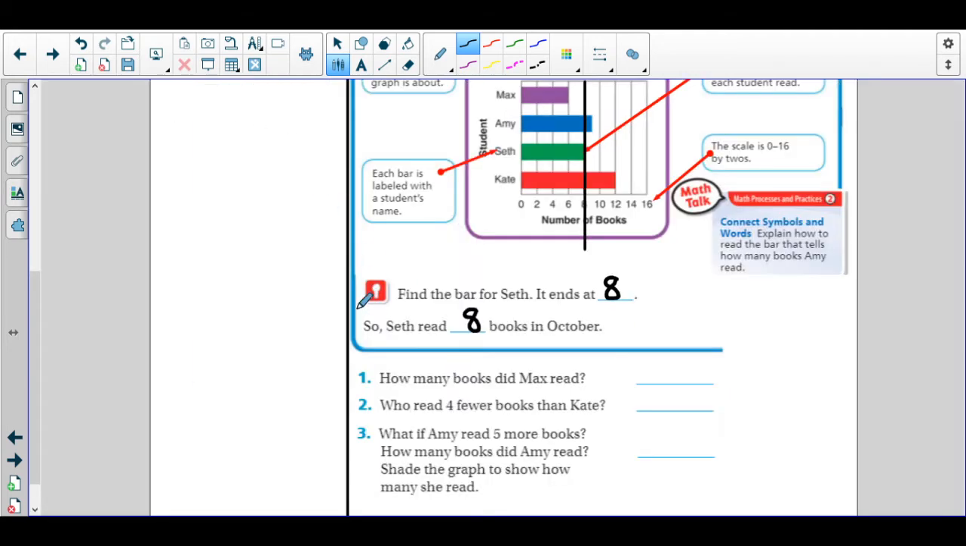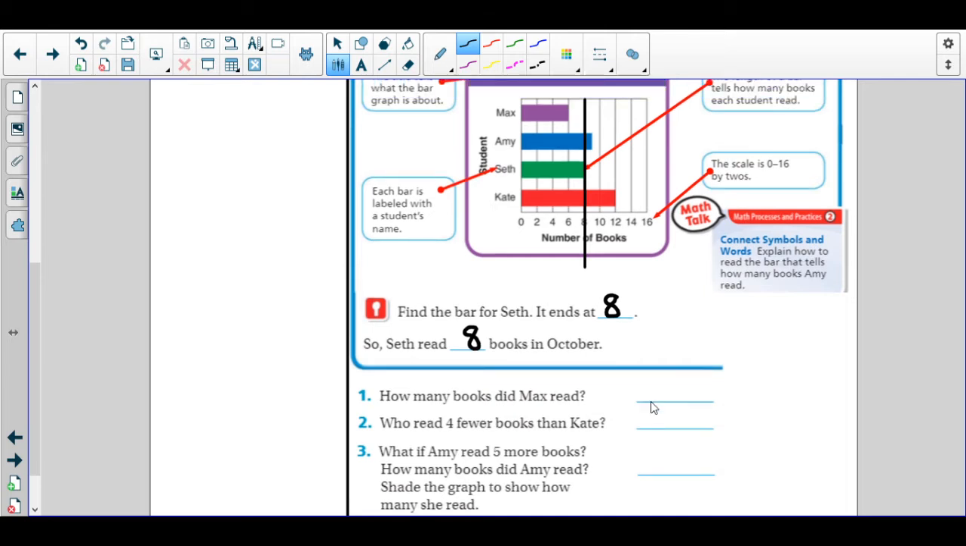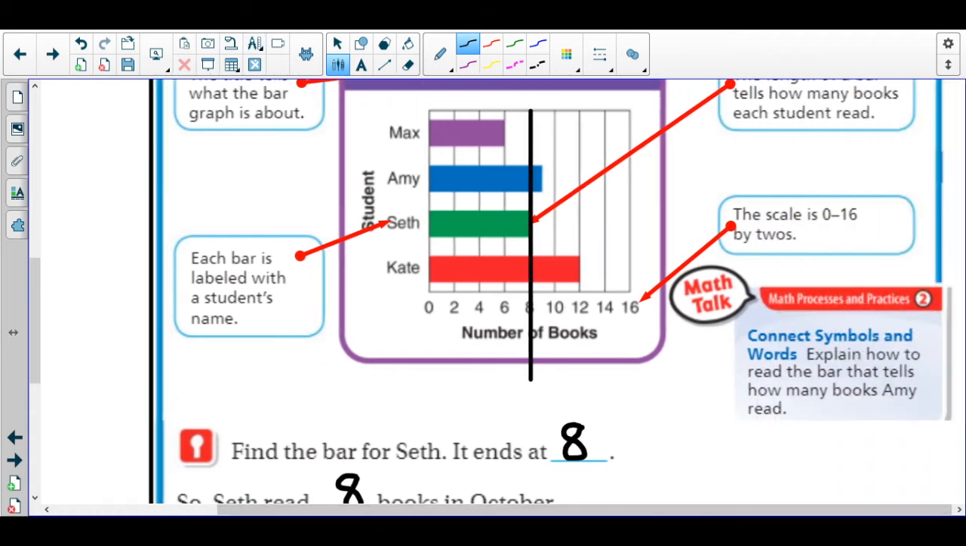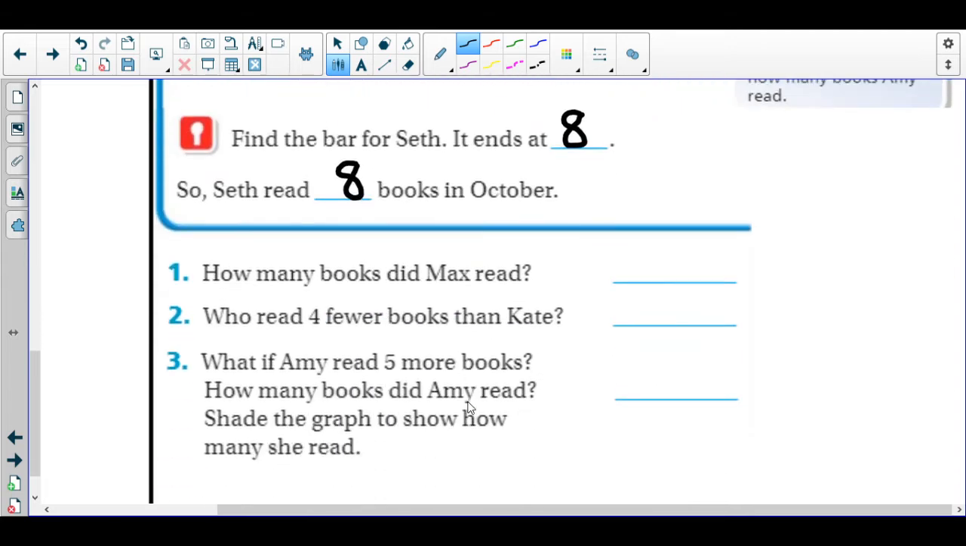Pretty cool stuff. Now, let's take a look at how many books did Max read. So Max is up here, and we can zoom in just a little bit more. Let's see what we got here. Max, we can move the line over. Max is right on that 6. All right. So how many books did Max read? Well, he read 6.